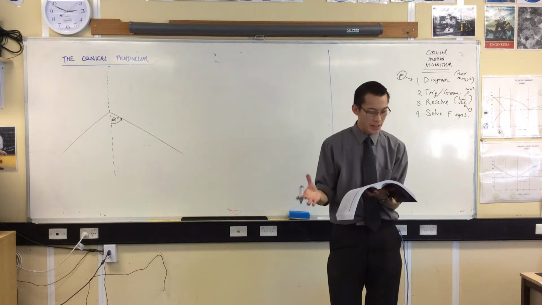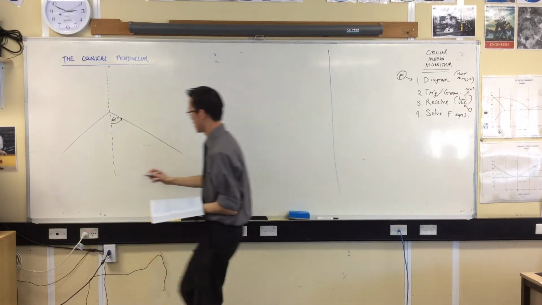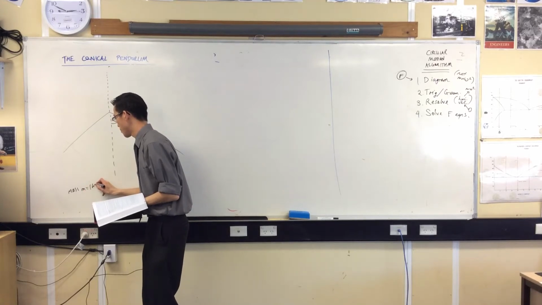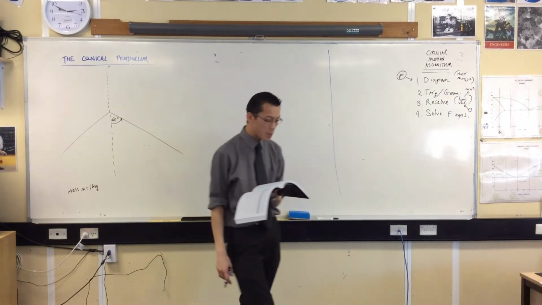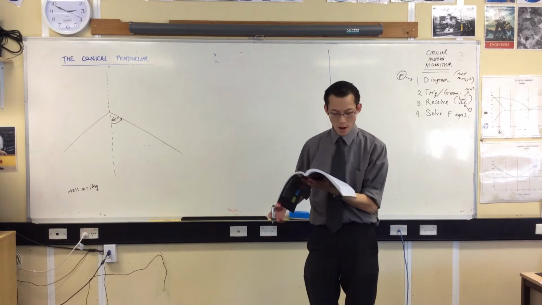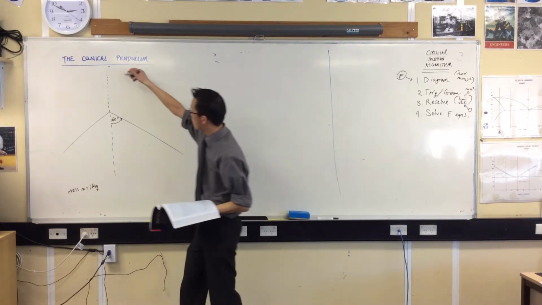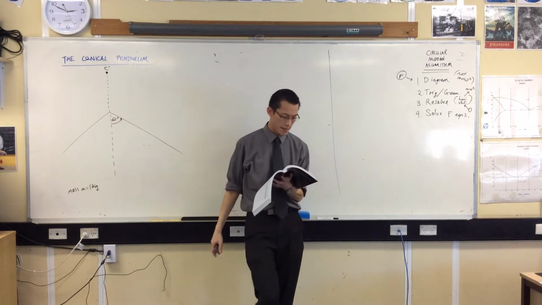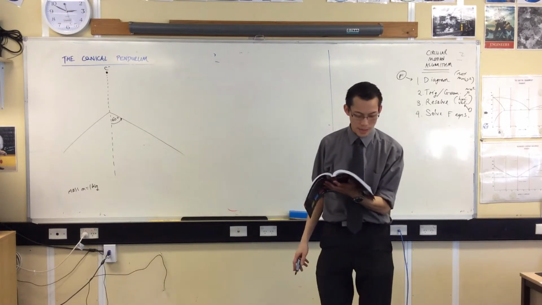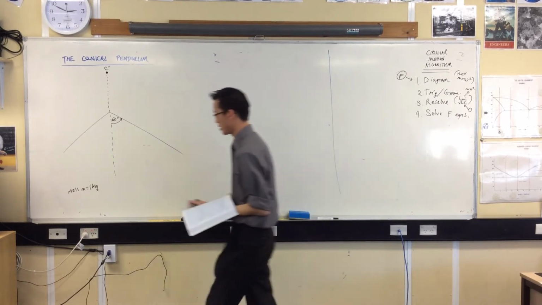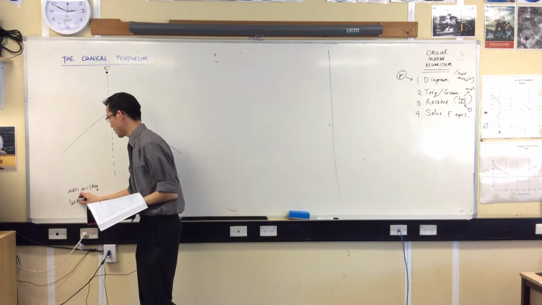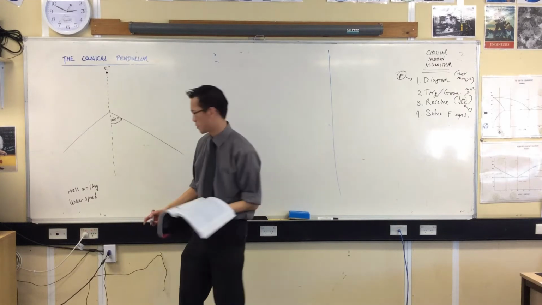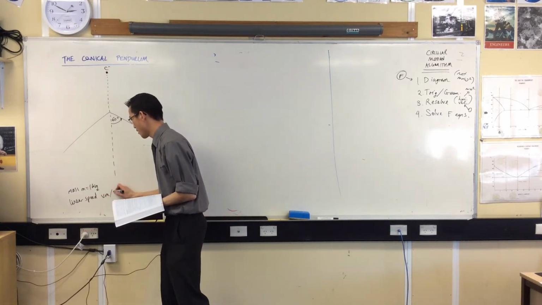A particle of mass 1 kilogram is attached by a light inelastic string from a point vertically above the vertex of the cone. I'll call that C up there. P moves with constant speed, v meters per second. So that's a linear speed, isn't it? It's not an angular speed because it's meters per second, not radians per second.